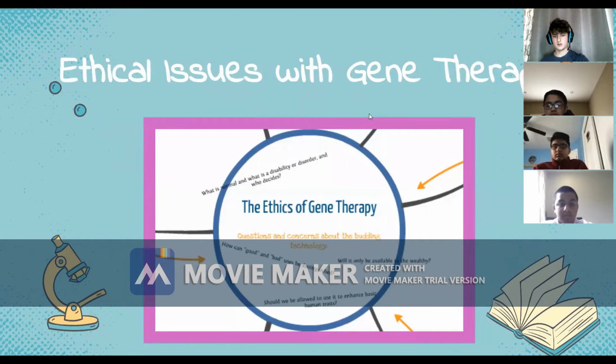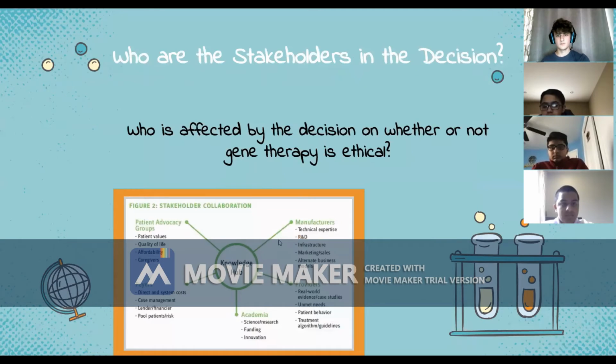This picture can illustrate the ethical problems that we see with gene therapy. Some questions that you have to ask yourself are: how can good and bad uses be distinguished? Will it only be available to the wealthy? Should we be allowed to use it to enhance basic human traits? And what is normal and what is disability or disorder, and who decides?